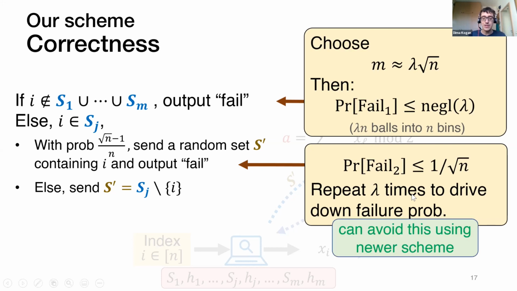In a recent paper, we actually have a way to avoid this lambda times blow up in the online phase, which in practice would be a slowdown of more than 100. We have a slightly more complex scheme that avoids this failure in the online phase. And if you're interested, please check out the paper.